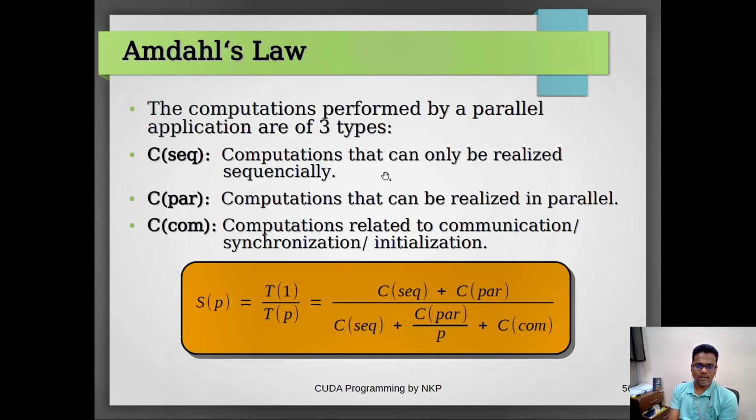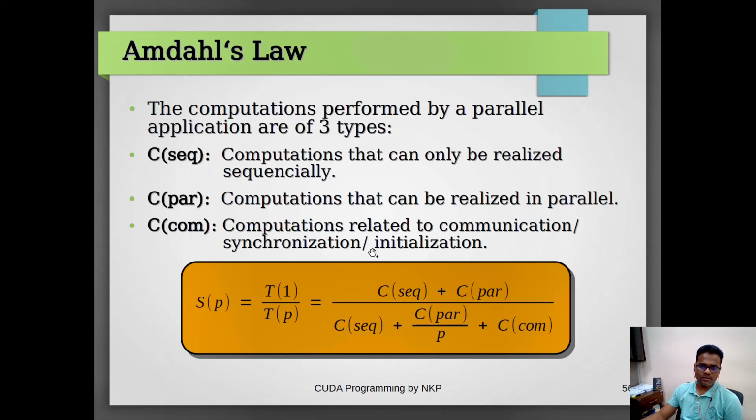And there are some parts of your program related to communication, synchronization, or initialization, which have nothing to do with your computations. In parallel programming, we have to communicate between multiple computing resources. Sometimes we have to synchronize with all the remaining computing resources, or we invest some time in initialization of those resources. So that comes under communication.